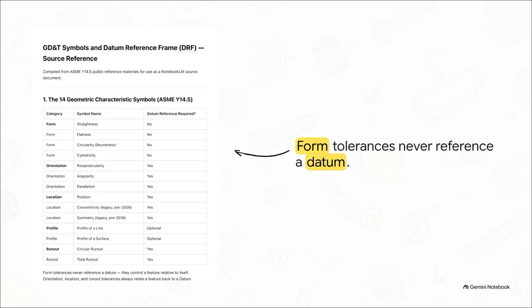This perfectly illustrates a core ASME rule we explored during the beginner series. As this reference table confirms, form tolerances, which include straightness, flatness, circularity, and cylindricity, control a feature strictly relative to itself. They never, ever reference a datum reference frame. A surface is simply flat or it isn't, totally independent of the rest of the part. So we'll go ahead and strike datum A right out of that flatness callout.